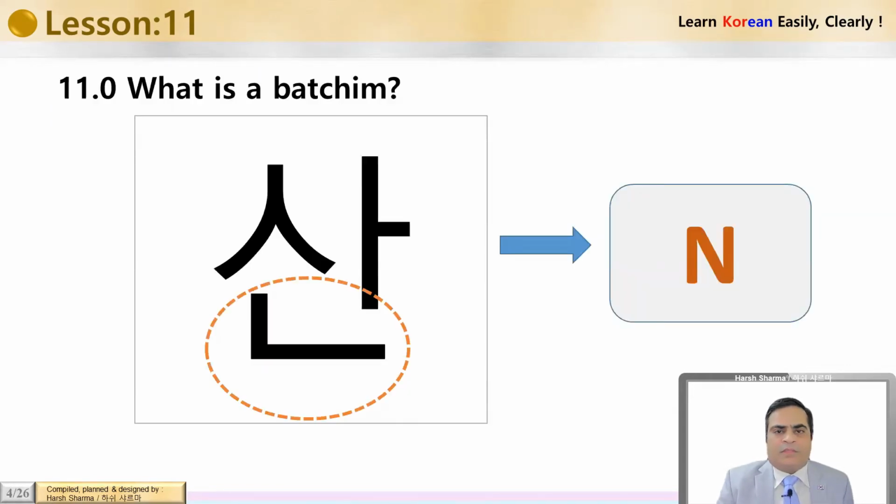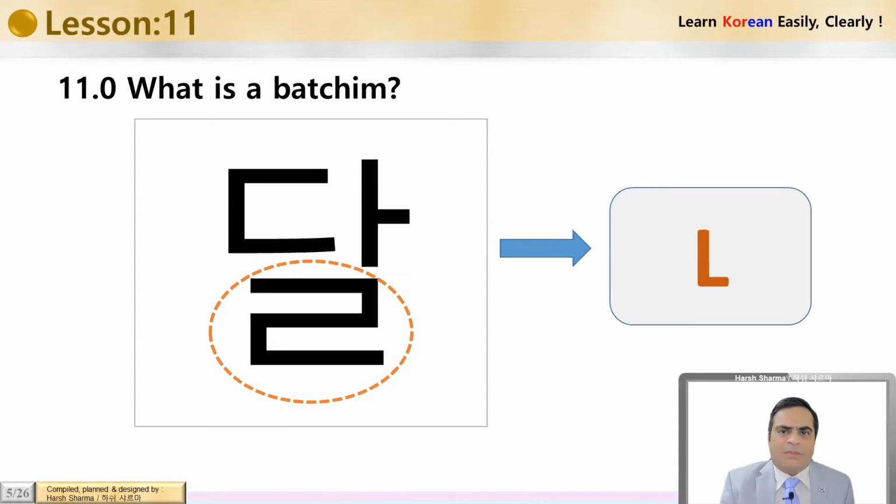First question: what is Batchim? See here, there is one block on your screen. The first consonant is Sa, and the vowel is A. It is Sa. And there is one more consonant placed below this Sa, that is Na. This Na, which is at the final position of a syllable, is called Batchim.